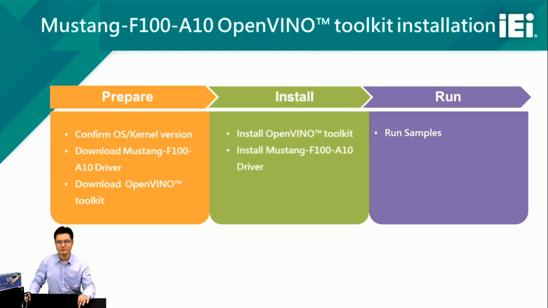And let's begin the Mustang-F100-A10 and OpenVINO Toolkit installation. There are three main steps. First of all, we have to confirm the OS and the kernel version, then download the installation package. Secondly, install the OpenVINO Toolkit SDK and the Mustang-F100-A10 drivers. And the final step will check the success of the installation and build and run the sample program.